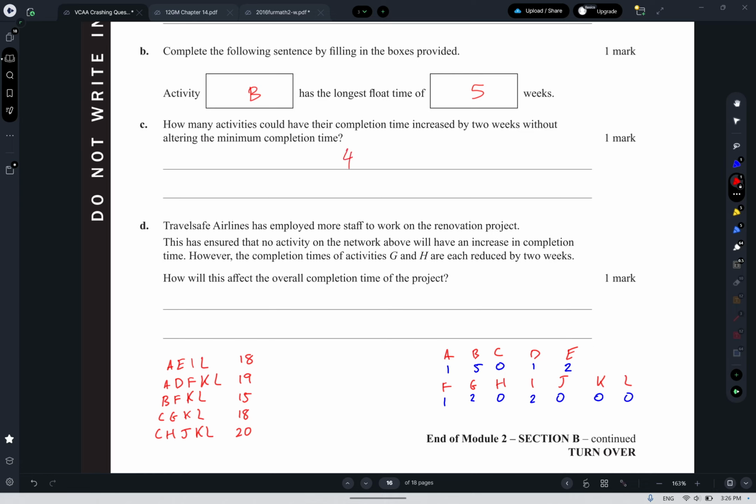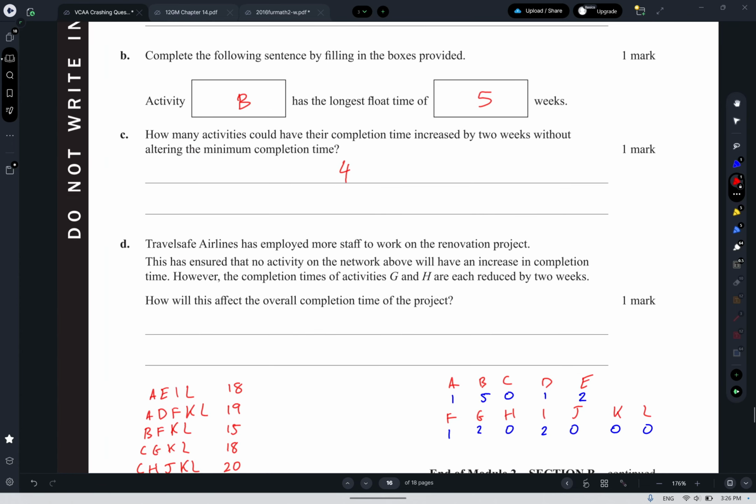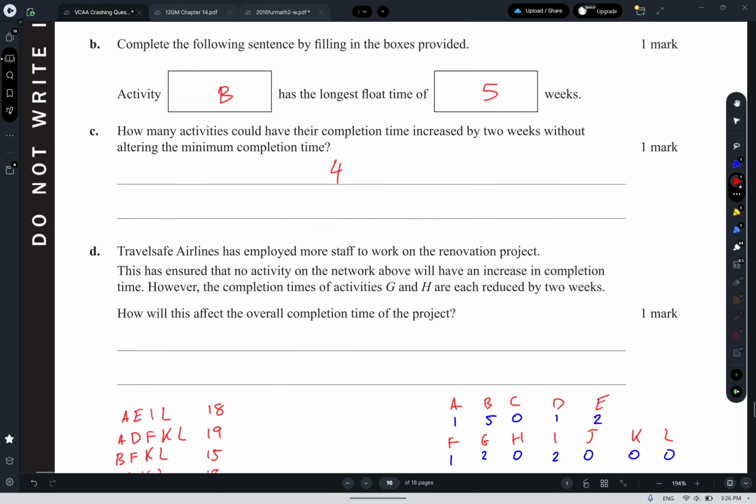And so again, I knew this was going to be helpful to write out all the floats because it answers question B and C. So it's 2 marks for one thing. So yeah, again, be clever about how you approach questions and you can get multiple marks at once, sort of.